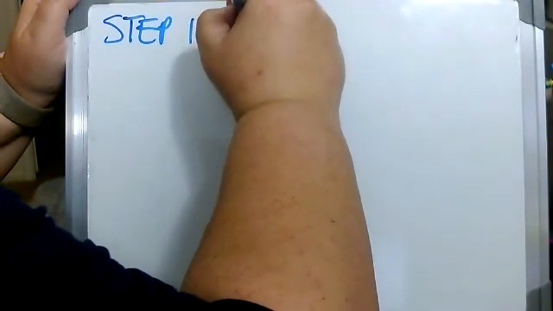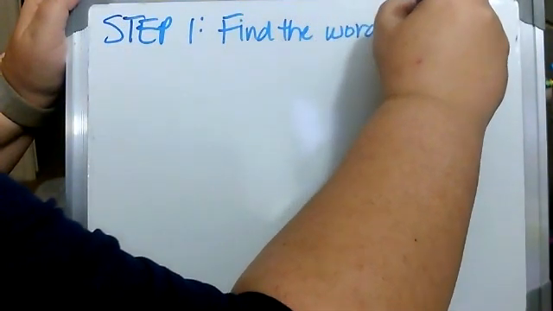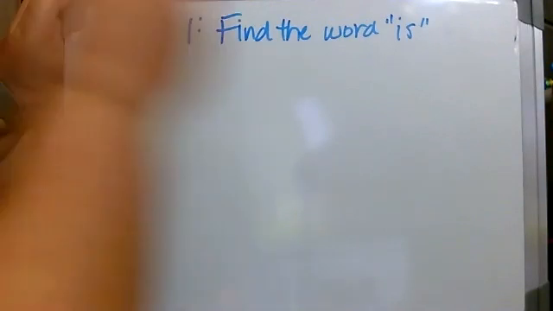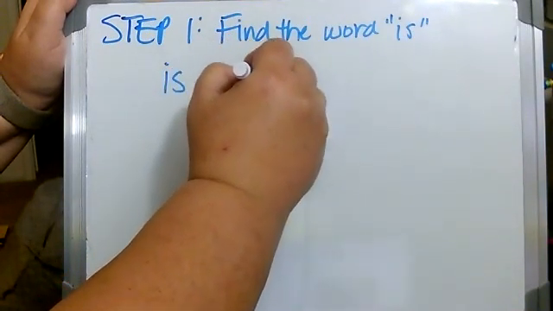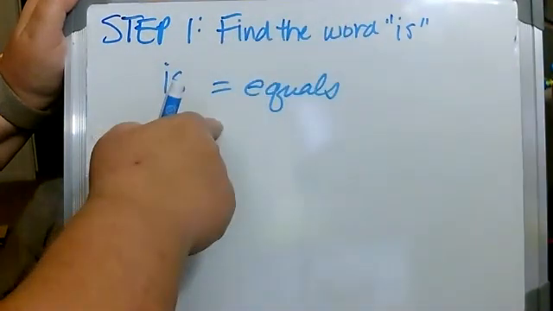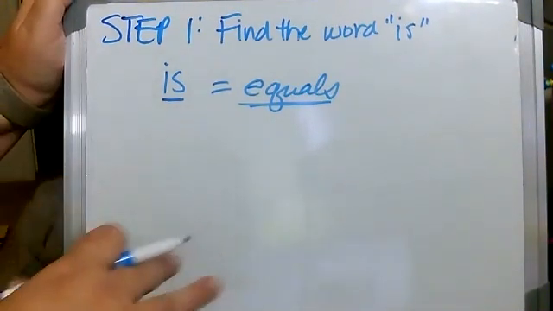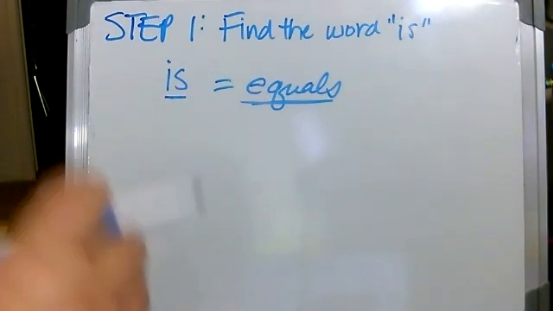So, step 1, find the word is. Because in math language, the word is a very specific word, and it means equals. Is equals equals, if that makes any sense at all. So every time you see the word is, that means you know that's where the equal sign goes. Okay, so that's the center of your equation. Equation being another word for saying that we're going to be finding things that are equal.